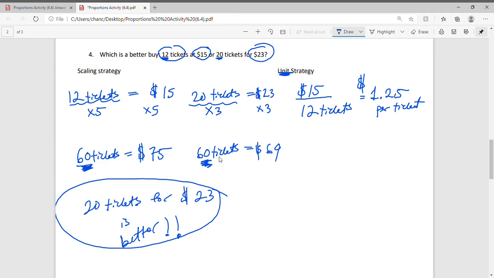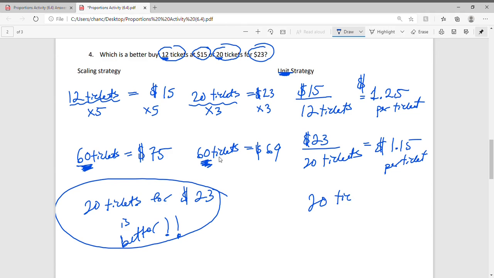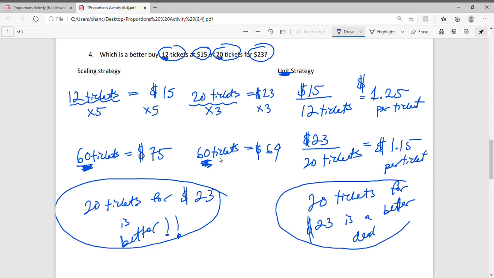We have $23 divided by 20 tickets. And that's equivalent to $1.15 per ticket. So using this method, we can also figure out that 20 tickets for $23 is a better deal as well. Either way, we get to the same conclusion. 20 tickets for $23 is a better deal.